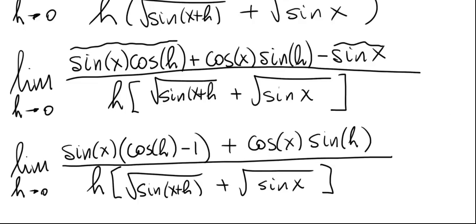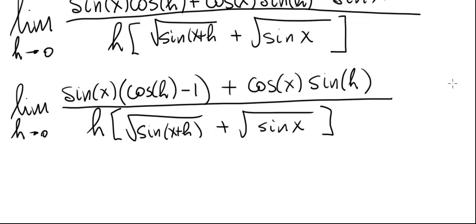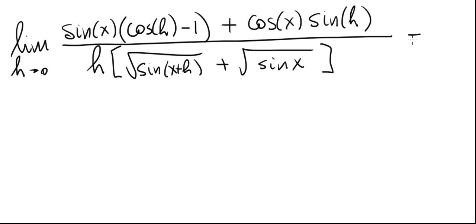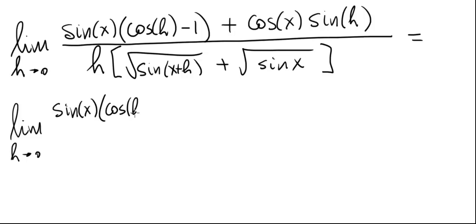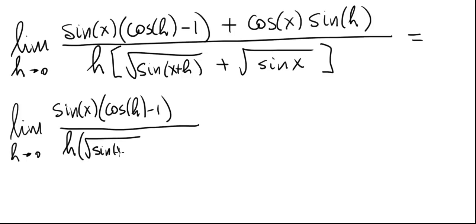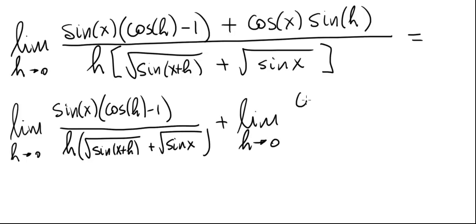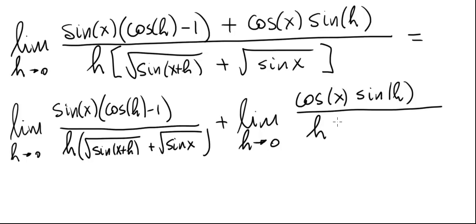So now we'll break this up into two limits. Because of the plus in the numerator, we can break this up and write it as a sum of two limits. This is now equal to the first limit: the limit as h goes to 0 of sine of x times cosine of h minus 1, divided by h times the square root of sine of x plus h plus the square root of sine x. And the second limit, that's the limit as h goes to 0 of cosine of x times sine of h, divided by h times square root of sine of x plus h plus the square root of sine x.